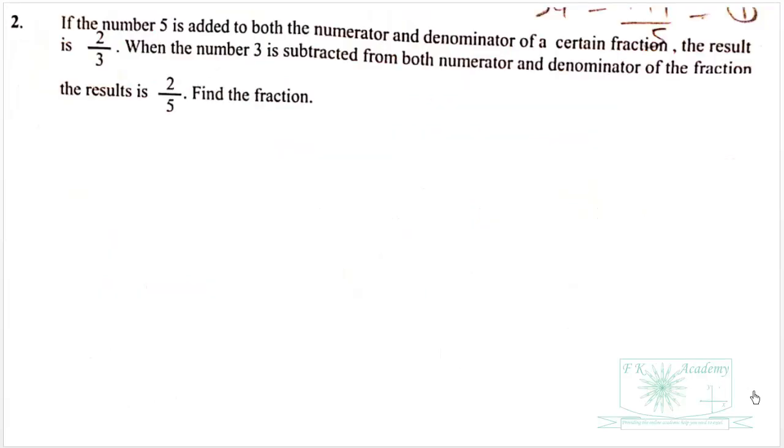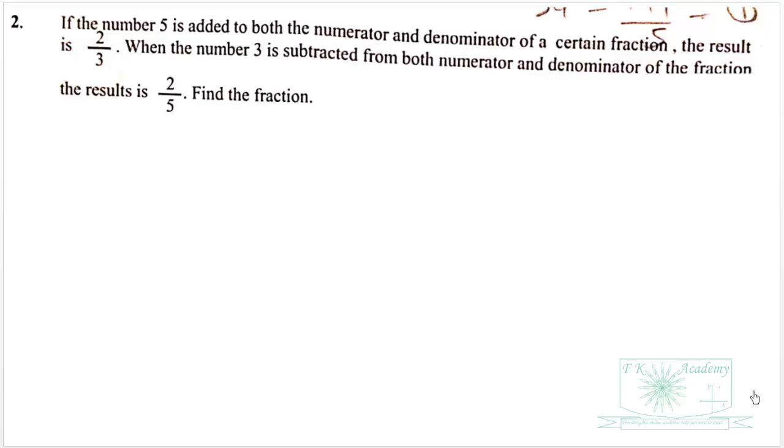Then let's look at question number 2. If the number 5 is added to both the numerator and the denominator of a certain fraction, the result is 2 over 3. When the number 3 is subtracted from both the numerator and the denominator of the fraction, the result is 2 over 5. Find the fraction.